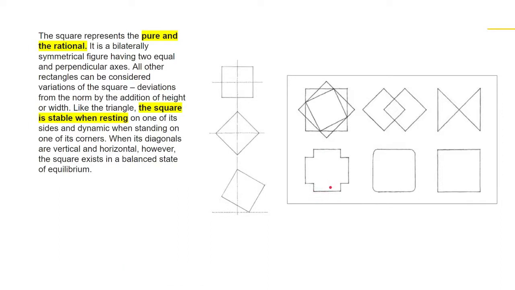So, like a triangle, the square is stable when resting on one of its sides and dynamic when standing on one of its corners. When it's diagonal, or vertical and horizontal, the square exists in a balanced state of equilibrium. So this is your square in the resting state, the square in, let's say, a dynamic state, same as this one.